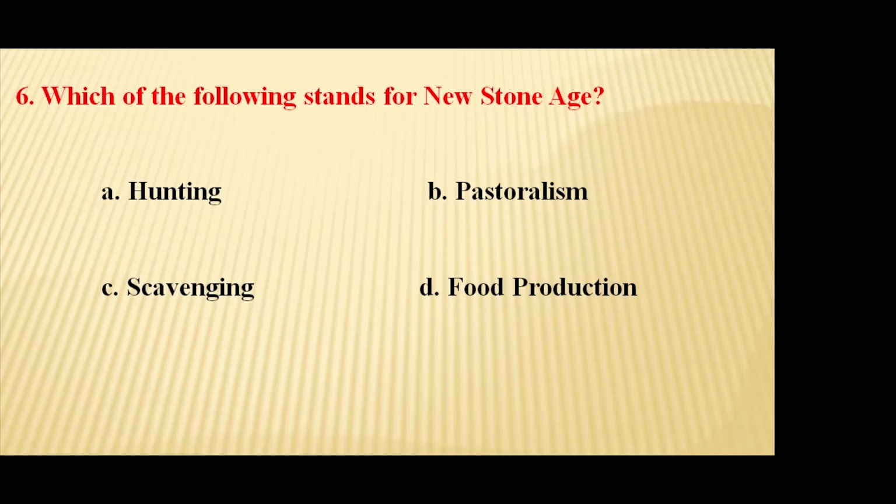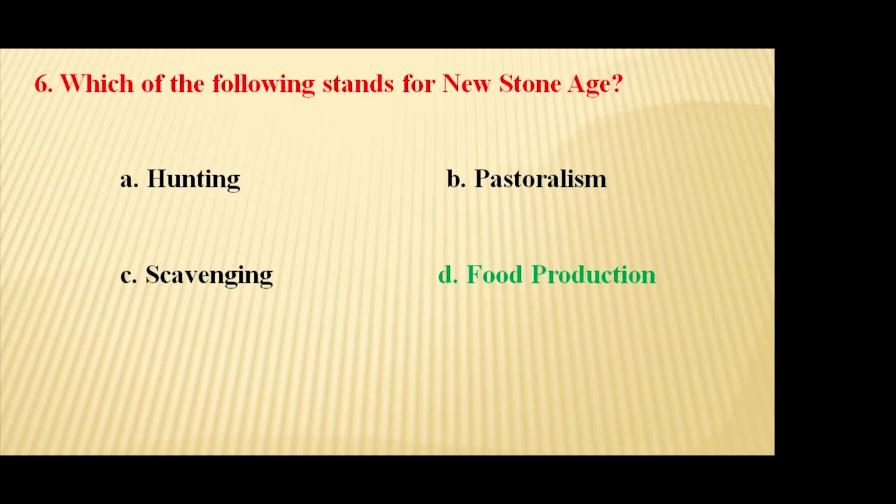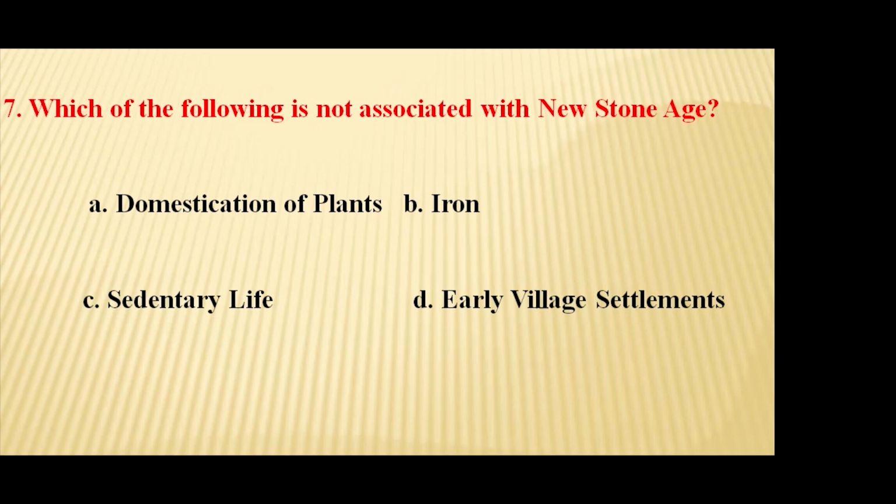Question number 6. Which of the following stands for New Stone Age? Option A. Hunting. Option B. Pastoralism. Option C. Scavenging. Option D. Food production. And the correct answer is option D. Food production.